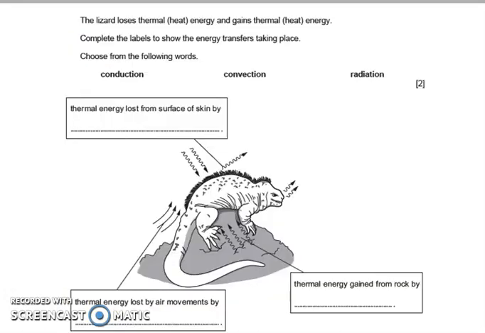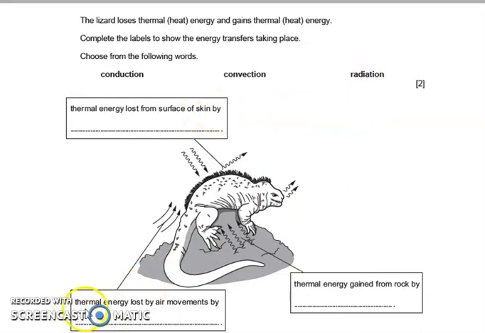Now let's try to answer this question. The lizard loses thermal heat energy and gains thermal heat energy. Complete the labels to show energy transfers taking place. Choose from the following words: conduction, convection, and radiation. Let's look into the first one. Can you see the electromagnetic waves? The moment you see the waves, without contact, we know the thermal energy is lost from the surface of the skin by radiation.